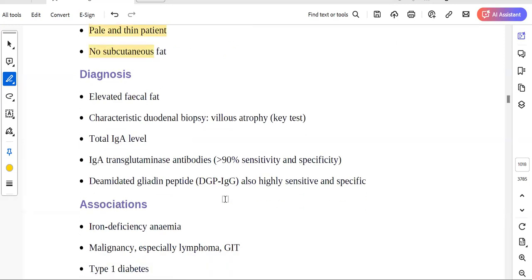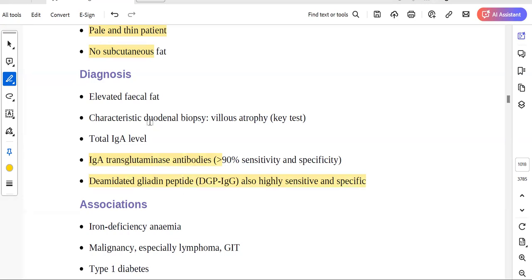So how do we diagnose gluten sensitive enteropathy or celiac disease? This is a very important topic. If you suspect a patient to have celiac, you start with a celiac antibody test. The antibody test we do nowadays is called deamidated gliadin peptide. This is a highly sensitive and specific antibody. So this DGP is the main test. Apart from that, you can also choose the IgA transglutaminase antibody.